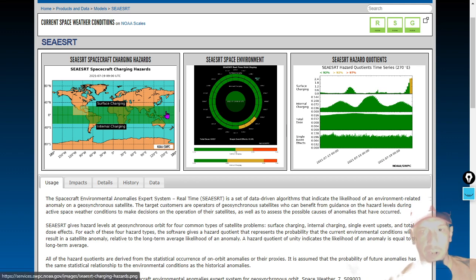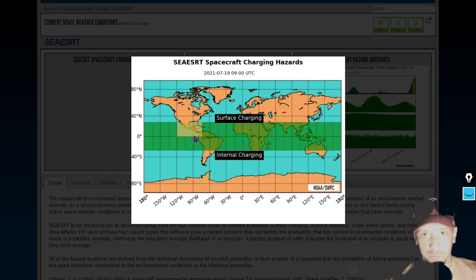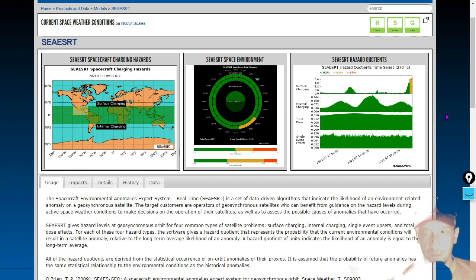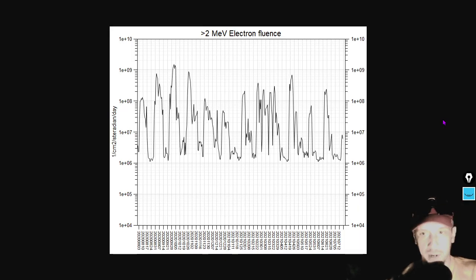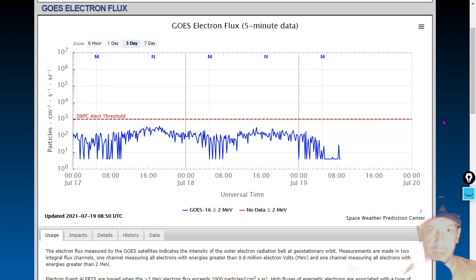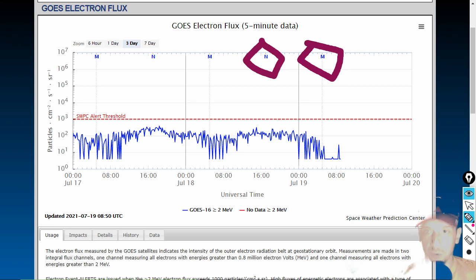Let's check the electron scenario around planet Earth. We see some minor charging hazards here over places like the Caribbean, Mexico, and the Central Pacific. North of the equator there, a little bit of charging hazards induced by the electronic content around planet Earth. Here's a 1-year chart of the electron flux. Those electrons are moving at very high speeds. That's why we call them the greater than 2 mega electron volt electron fluences. They're relativistic. They're traveling at a significant percentage of light speed. Here's the 3-day chart of those. Once again, the N's and M's refer to noon and midnight local time for the GOES 16.